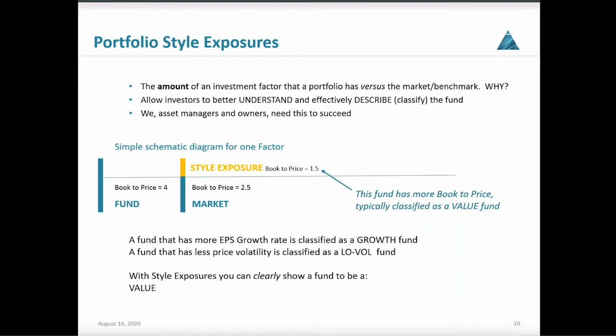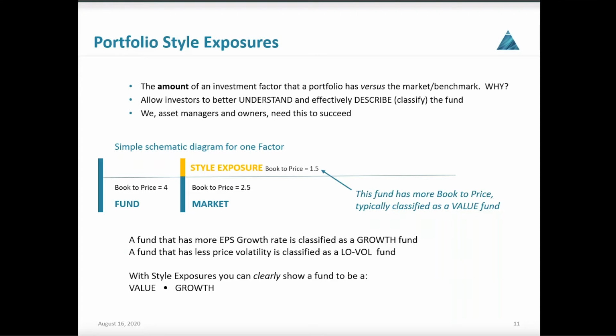The idea is with style exposures, looking at multiple exposures, we can clearly show how a fund could be value. We can look at the book to price factor, we can look at the cash flow factor, the dividend yield. There are a great number of valuation ratios that we can use to determine if a fund is value or not value. We can classify a fund as growth if we look at its either historic growth rates for earnings or for sales. We can look at projected growth rates from street estimates. There are a number of ways to measure growth.